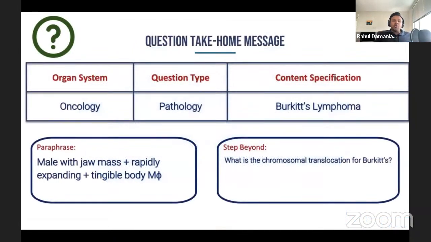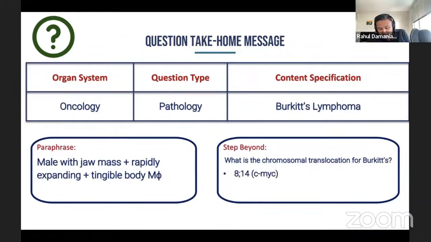Let's go ahead and go into our step beyond question. What is the chromosomal translocation for Burkitt's lymphoma? Go ahead and type that into the chat. Absolutely. If you're saying 8;14, you are absolutely correct.